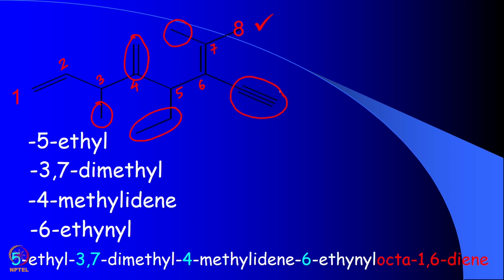So, what we should name this molecule as is written here at the bottom of the slide: 5-ethyl, 3,7-dimethyl, 4-methylidene, 6-ethynyl, octa-1,6-di... So, this is how we should try to understand and write the name of a hydrocarbon or a complicated molecule where you may have 2 or more double bonds and triple bonds present in the molecule.